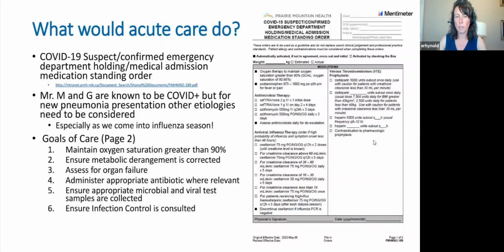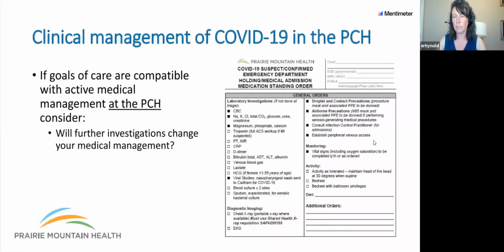And of course, I'll just summarize here as we flip. This is part of the second page for the PMH. The infection control with droplet and contact precautions is the same, and involving your infection control practitioner. Establishing IV access is not part of the PCH plan.